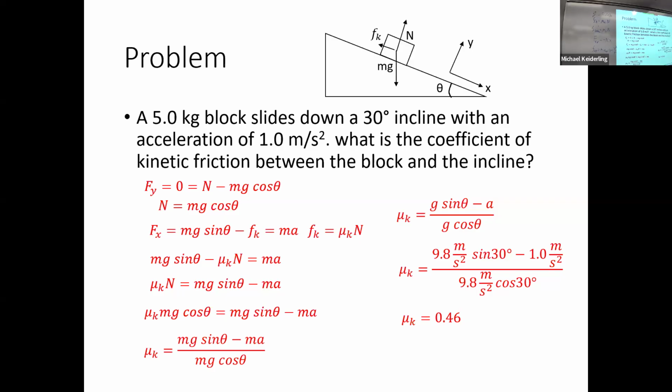There is a nice factor in here. We could plug in the numbers at this point. We know all these values, but it turns out mass cancels. So mu kinetic is g sine theta minus acceleration over g cosine theta. So mu kinetic equals 9.8 meters per second squared times the sine of 30 degrees minus 1 meter per second squared, over 9.8 meters per second squared times the cosine of 30 degrees. And that comes out to 0.46. Kind of complicated problem. Do you have any questions about it?